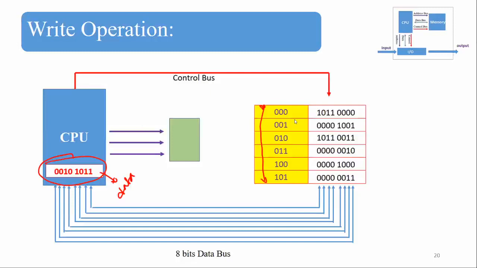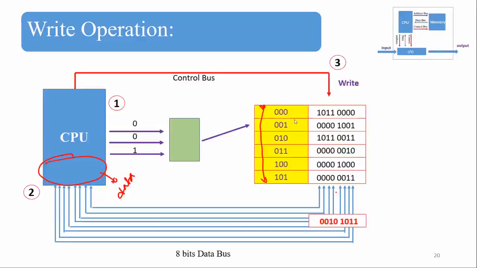So there are 3 steps, but there is a bit of difference. The first step is the same. It sends the address from the CPU, and that location will be selected. Before the control bus, it actually sends the data through the data bus, and it will wait in the data bus. Whenever the control bus gives the signal that I want to write, it will write the thing from the data bus to that particular address. I think it is as simple as that.